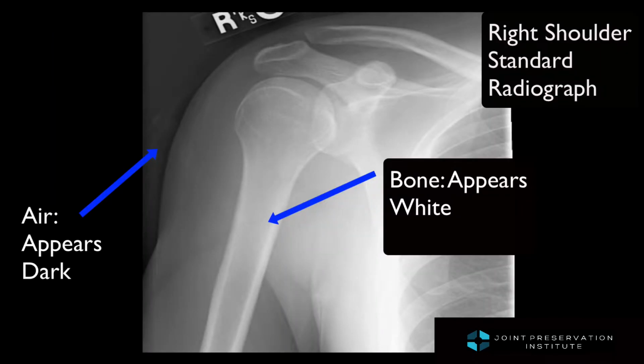One can see that the more dense structures, which have more calcium, such as the bone, show up as a white area, and the less dense structures, such as the soft tissues or the air, show up darker. This is the basis of how plain radiographs work.